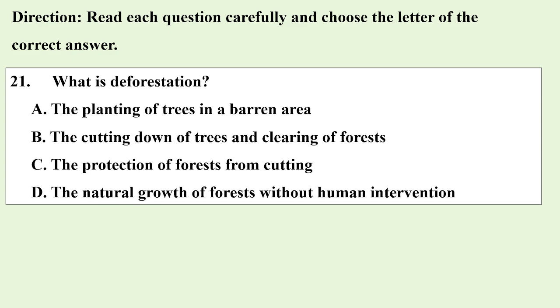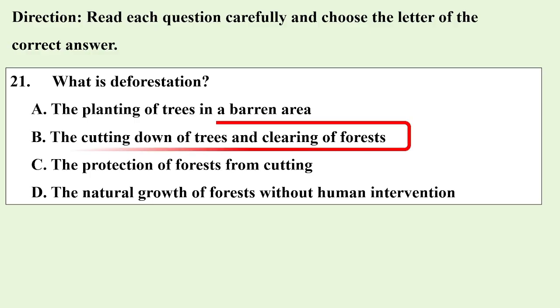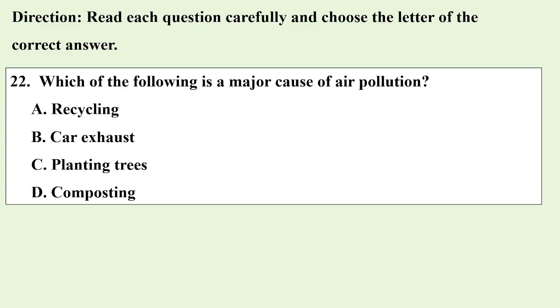21. What is deforestation? Letter B. The cutting down of trees and clearing of forests. 22. Which of the following is a major cause of air pollution? The answer is car exhaust.